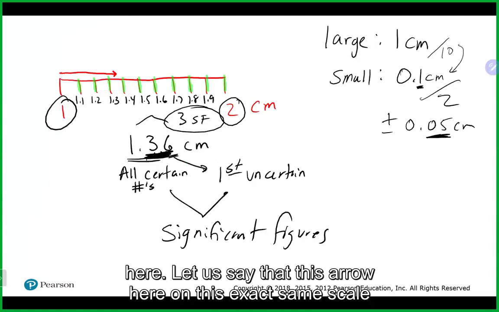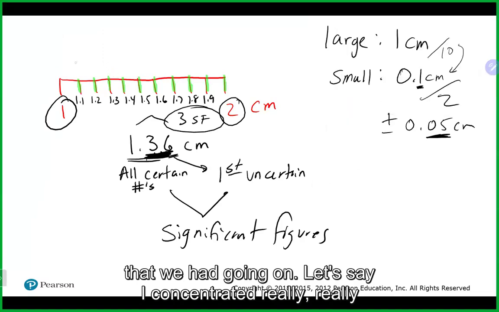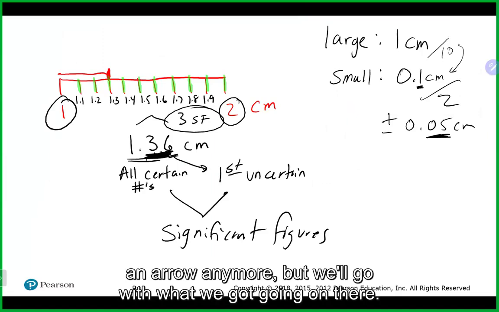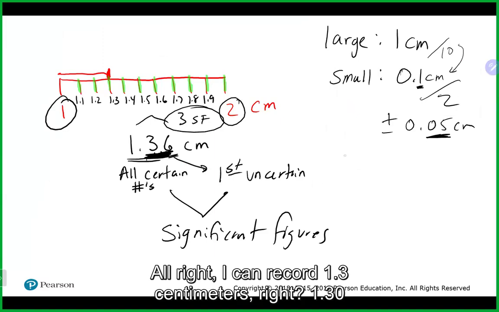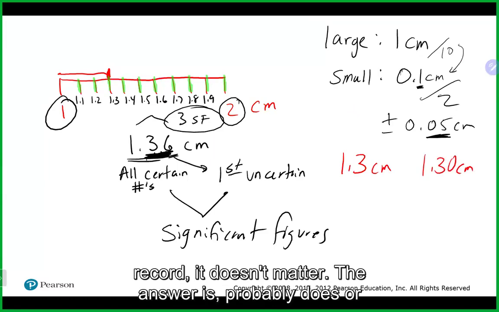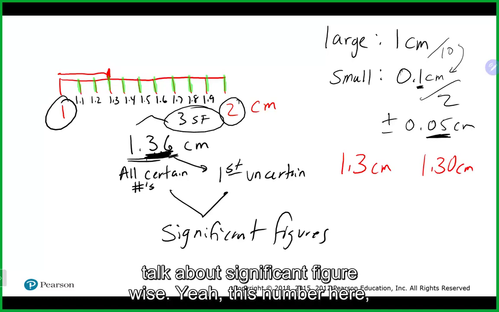Let's say that this arrow here, on this exact same scale, I concentrated really, really hard and went right on the 1.3 marking. Not so much of an arrow anymore, but we'll go with it. I can record 1.3 centimeters, right? Or 1.30 centimeters. Is there a difference in how I record it? Does it matter? The answer is probably yes, or I wouldn't be asking. So it does matter. Let's talk about it in terms of significant figures.